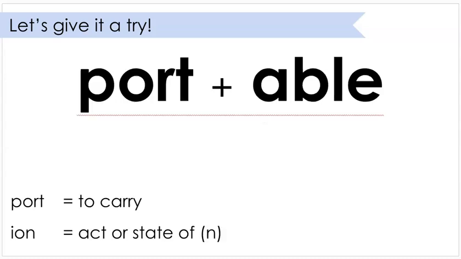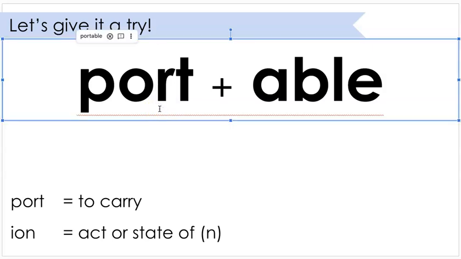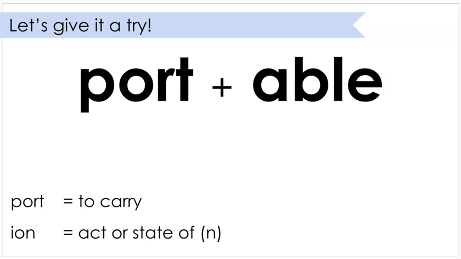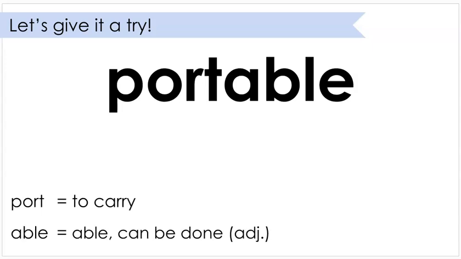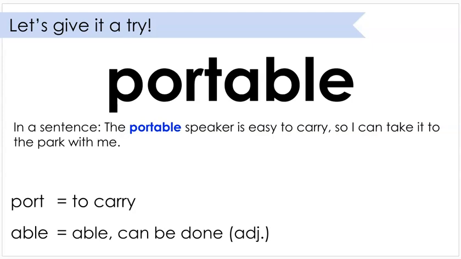And last, we're going to add able. Just gave you the word there. And of course, when we add those together, we get port plus able. Able means can be done. Do you know what the word might be? Portable means able to be carried. Able, or it can be done, carry, portable. In a sentence, you might see, the portable speaker is easy to carry, so I can take it to the park with me.